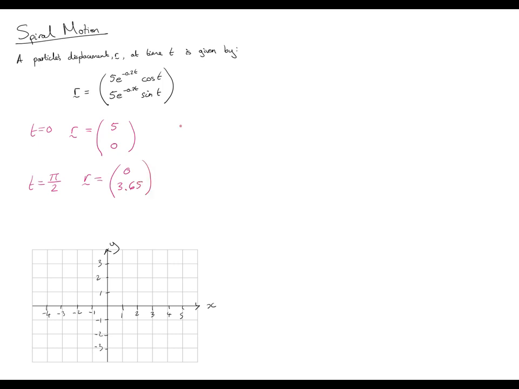Now I can look at when t is pi, that gives me a displacement vector of minus 2.67, 0.